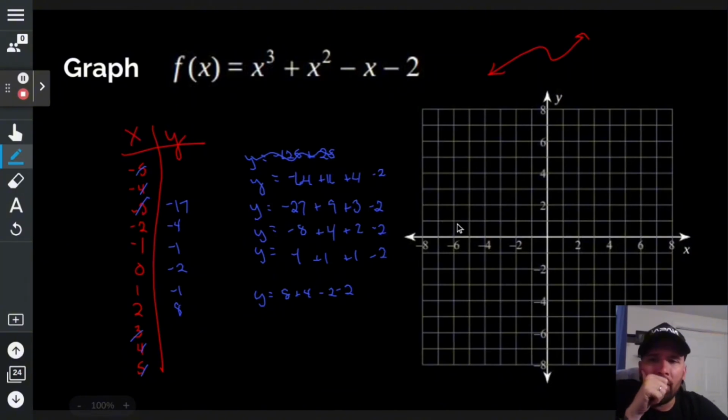Okay, so I have negative 2, negative 4, right here. I have negative 1, negative 1, which is right here. I have 0, negative 2 right there. I have 1, negative 1 right there. And I have 2, 8 way up here.